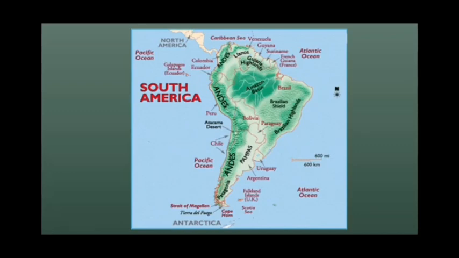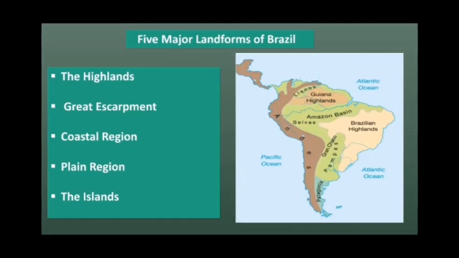Like India, Brazil also has five major landforms. First are the highlands, as we saw in the map, like the Guyana highlands and the Brazilian highlands. Second is the Great Escarpment.